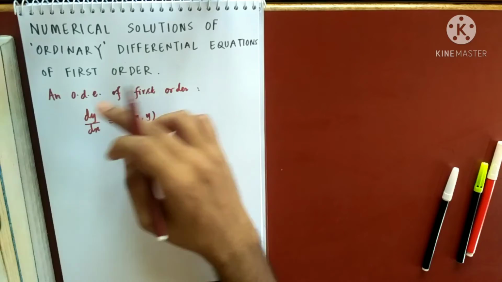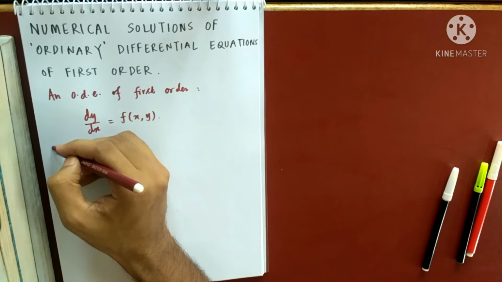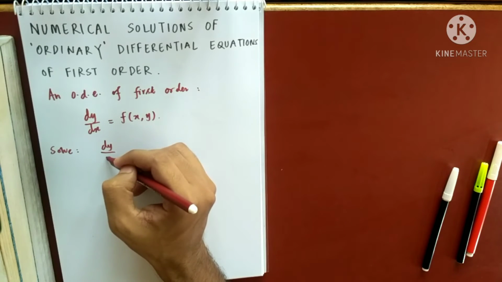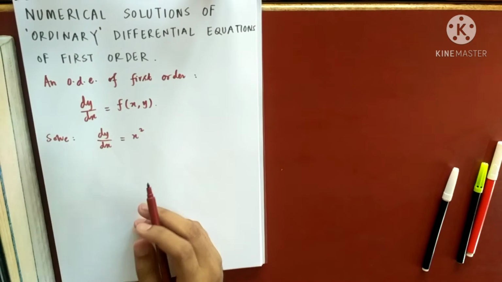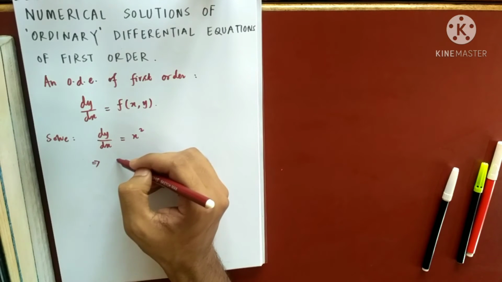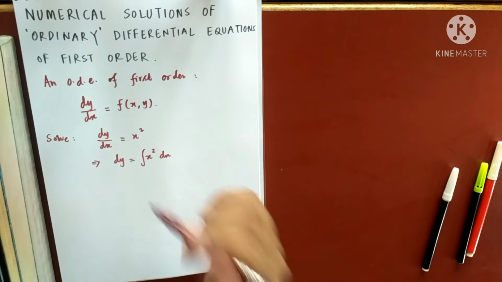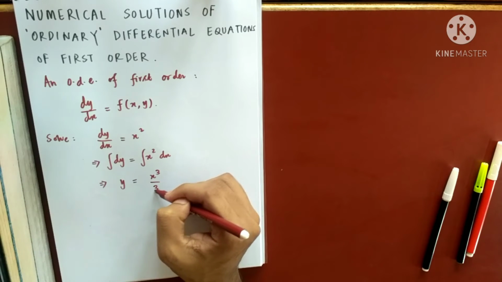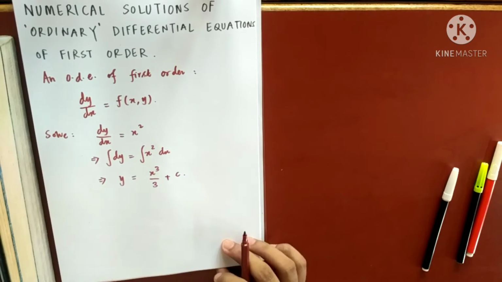And you see there are many known methods to solve this. Like if I ask you to solve dy/dx = x². Most of you who have prior knowledge of differential equations can easily solve it. How can you solve this? You can write dy = x² dx. You integrate both sides. This is y and this is x³/3 + c. So you know how to solve this kind of differential equations.